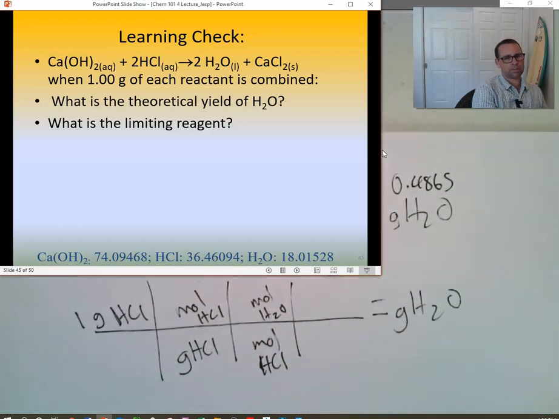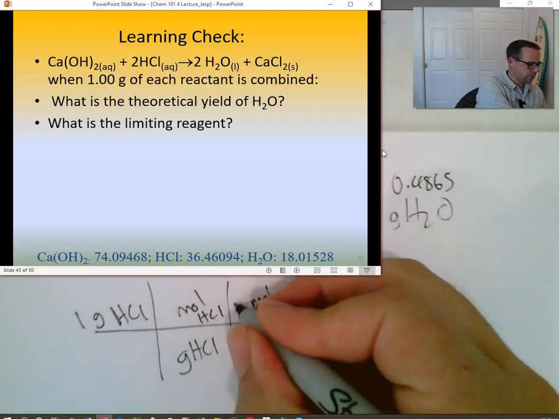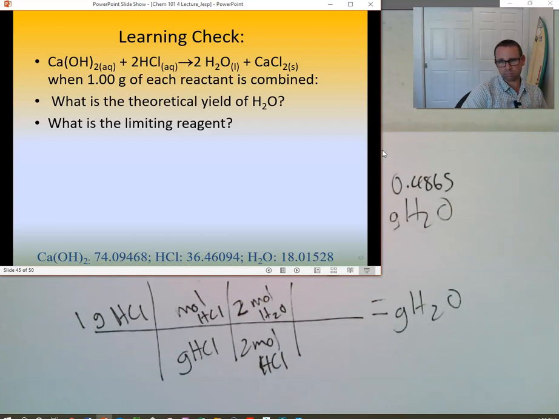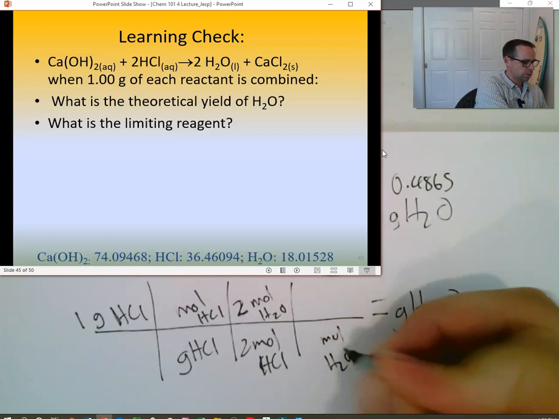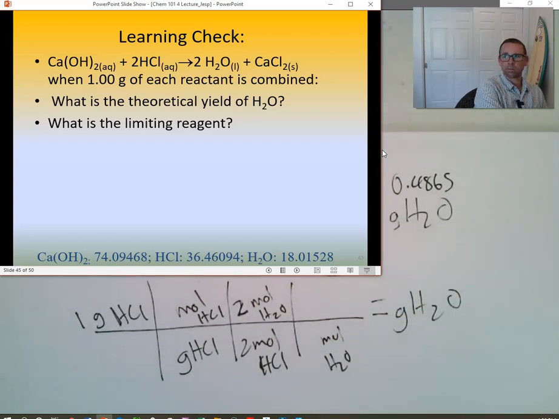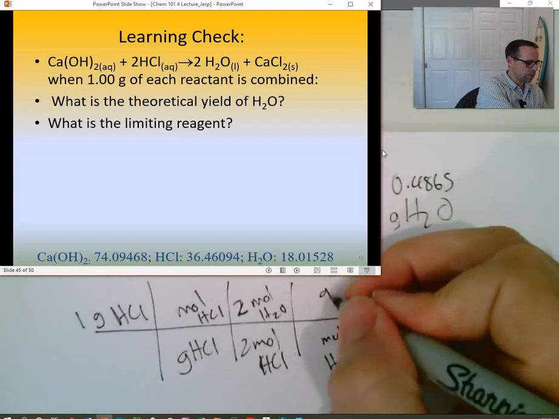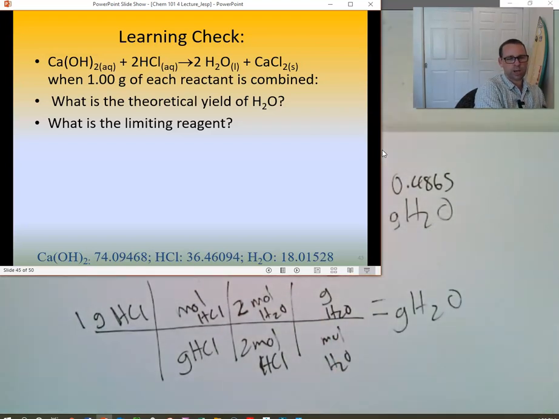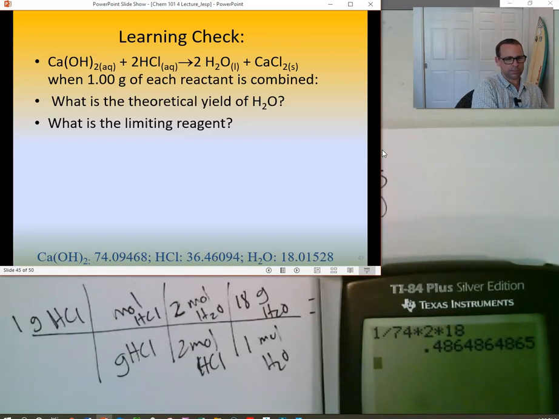What's that relationship? That's 2 to 2. Very good. 2 to 2. Or I could have just put 1 to 1. Same thing though, right? All right. And now I'm going to go from moles of water to what? Grams of water. And what is that in value? 18 and 1. Very good. 18 and 1. Out comes the calculator.